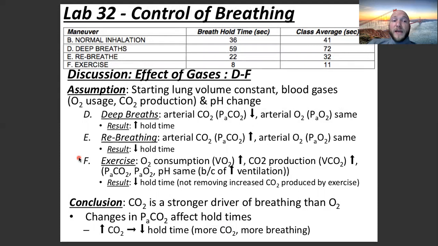So now let's look at D, E, and F. So deep breaths, hold your breath. Rebreathe, so breathe in and out into a bag. So exhale into a bag and then breathe that air back in 3 to 5 times. And then exercise. So let's look at what is going on here.